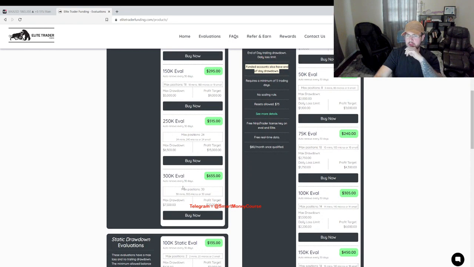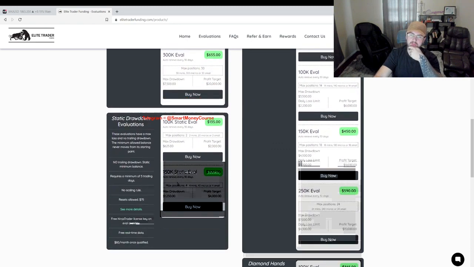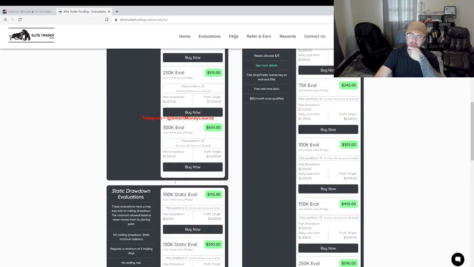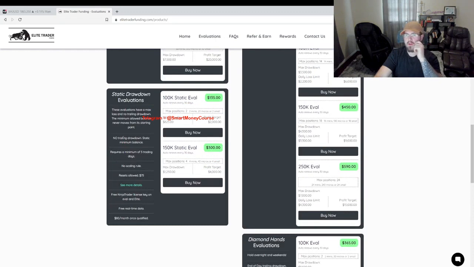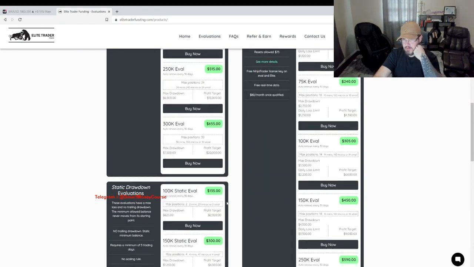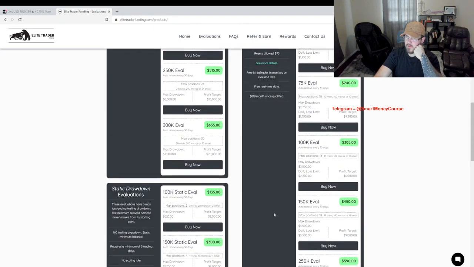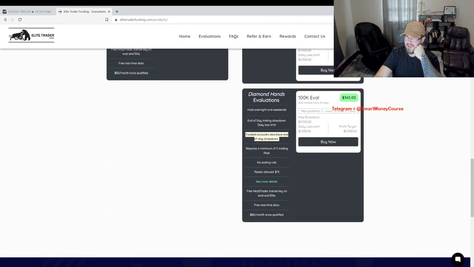Oh, you're trading futures. You're trading contracts. And you can trade NinjaTrader and stuff too. Yeah. And you have to pay 85 or $80 a month afterwards for these. These are static drawdowns. I'm in the hands evaluation. What the fuck? They really have an account called that.